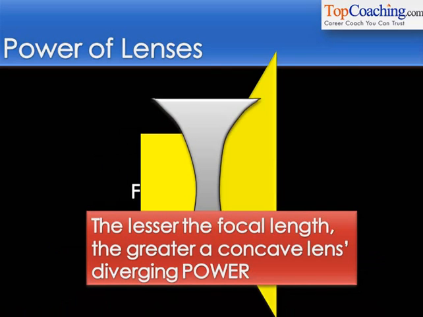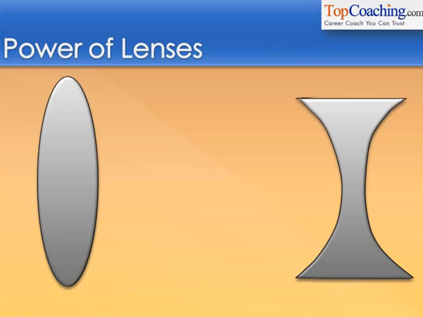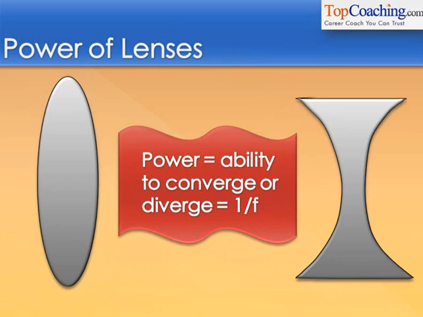In this case also, the lesser the focal length, the greater the diverging power of a concave lens, isn't it? You can see that if the focal length is large, the concave lens will diverge the rays, but not by a large amount, isn't it? Because when extended backwards, they'll have a large distance to go before they reach the focus. If the focal length is very less, then the concave lens is very powerful because it can clearly diverge the rays very easily. So therefore, the power of a lens is the ability to converge or diverge.